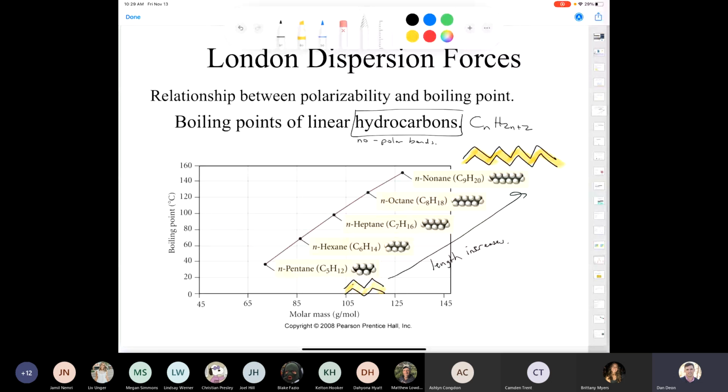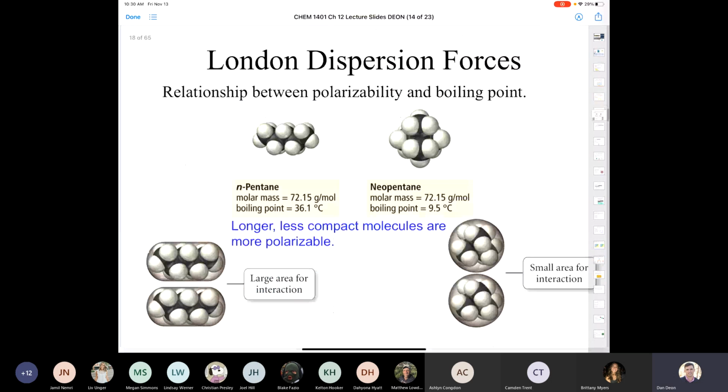So pentane would be down here. So the longer the chain, the greater the number of London forces, and therefore the boiling point is going to increase. Nothing more than that. All right.